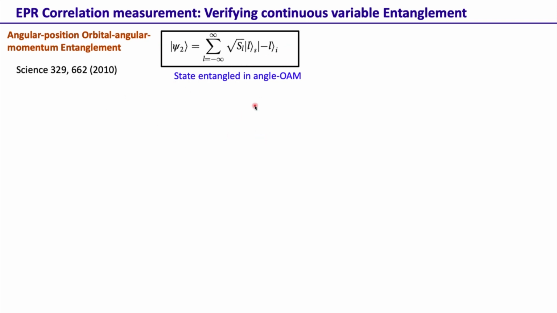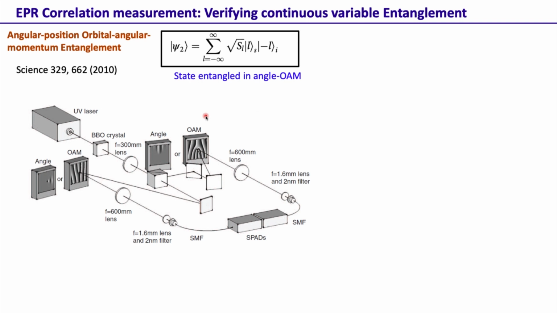Using such a wave function produced by parametric down conversion, this was the experiment done in 2010, in which EPR correlation in angle and OAM was demonstrated. In this experiment, we have a laser and a BBO crystal. It produces two entangled photons. One goes this way, the other one goes this way, and we look at the orbital angular momentum correlation, and then the angle correlation.